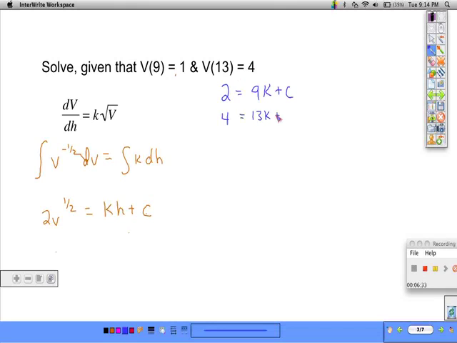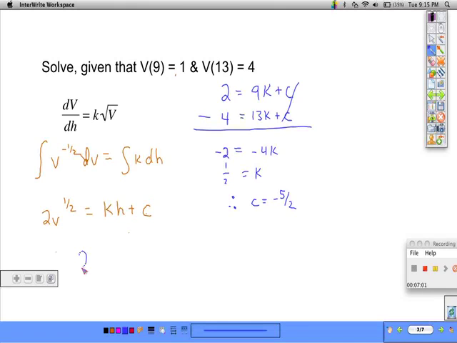And I'm just going to subtract these two equations. Negative 2 equals negative 4k. The c's cancel out in this case. Therefore, k has to be 1/2. And doing some substitution, c is equal to negative 5/2. And this is going to allow me to get a specific solution.